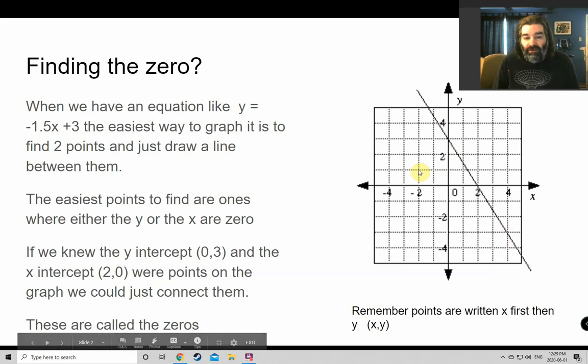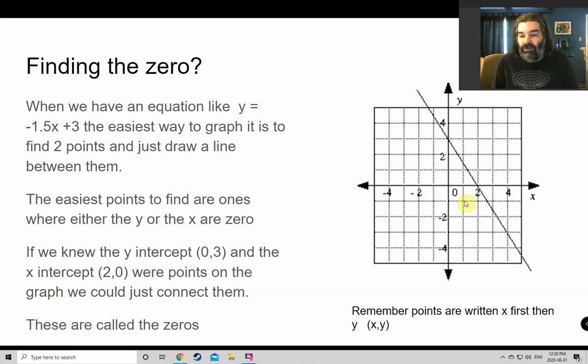And the easiest points to find are the ones where x or y is 0. So your y-intercept is when your x is 0. Your x-intercept is where your y value is 0. So if I knew the y-intercept was (0, 3), I'd just go (0, 3), make a dot. If I knew the x-intercept was (2, 0), I'd just go (2, 0), make a dot. Then I'd connect them. You could draw that graph really fast.